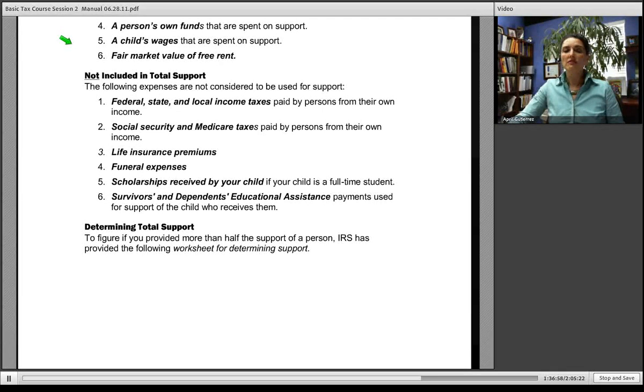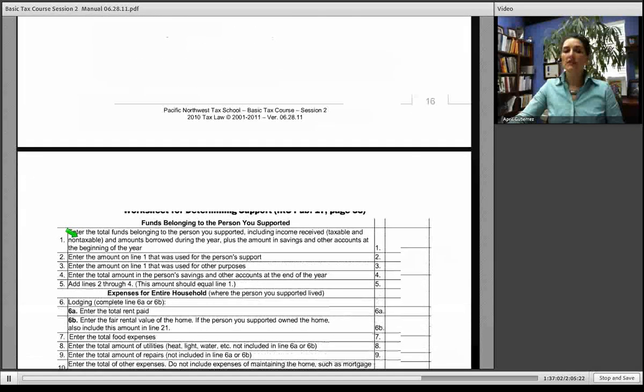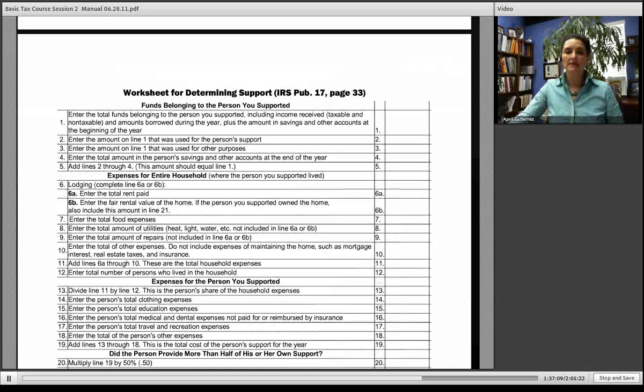So to determine total support, it can be helpful to use a worksheet that the IRS provides in Pub 17 for this very purpose. You'll find it on page 33 of Pub 17. And it's divided into sections. The first part at the top says, enter the total funds belonging to the person you supported. Include income that they received, both taxable and non-taxable, and amounts that they borrowed during the year, plus the amount they had in savings and other accounts at the beginning of the year.